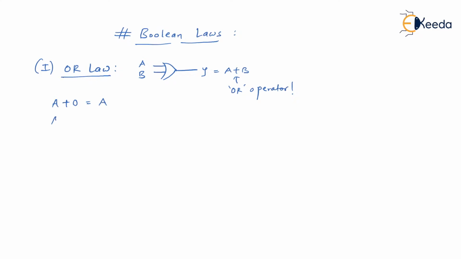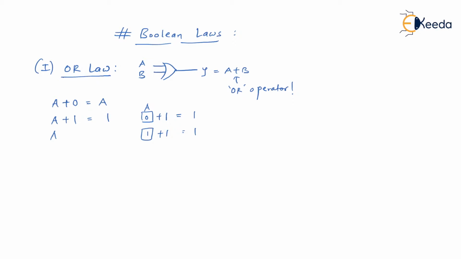Next, if you are ORing A with logic 1, obviously the answer is logic 1, because the possibility of A can be 0 or 1. If A is 0, then 0 ORed with 1 is 1, or A can be 1, and 1 plus 1 is also 1, because that's the rule of the OR gate: if any of the inputs goes to logic 1, the output is logic 1. If both inputs happen to be logic 1, still the output is logic 1 only.